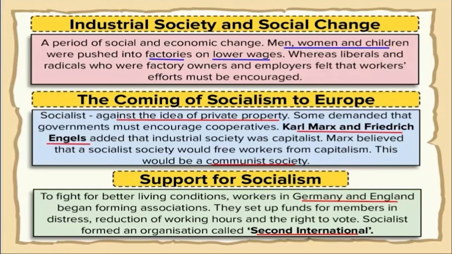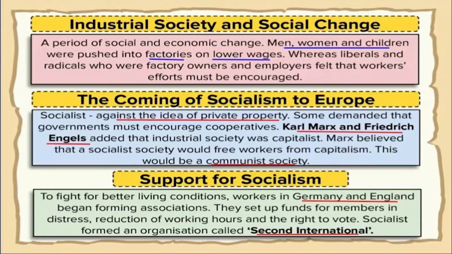Now, how did socialism emerge in Europe? How did it come into the picture? When I talk about socialists, they were people like Karl Marx and Friedrich Engels. They were against the idea of private property. They said that private property should not be there. No one should own the property and say, this is my property, my factory, I don't care about anything, I only care about my profits. That shouldn't be there. When private property and all these things are not there, that place is known as socialist. That is what the meaning of socialism is.